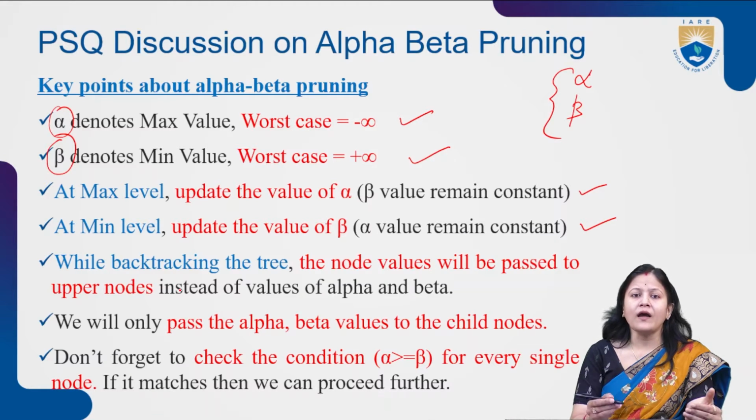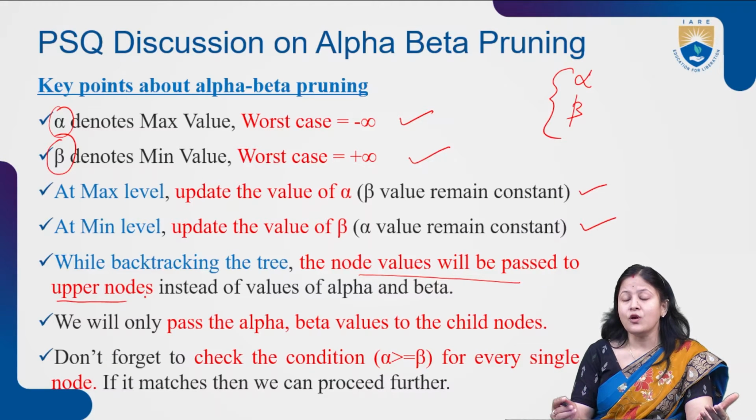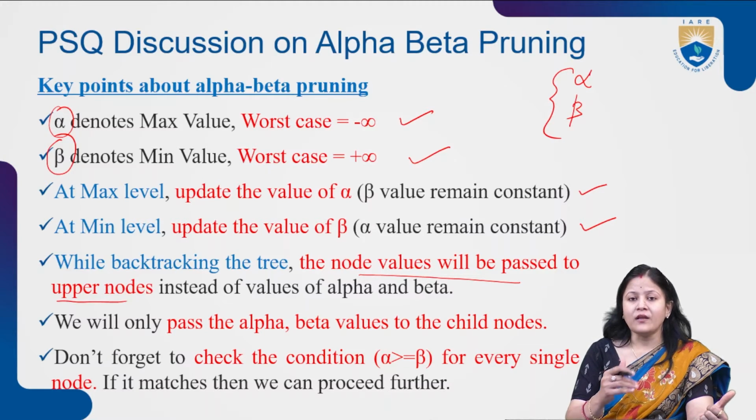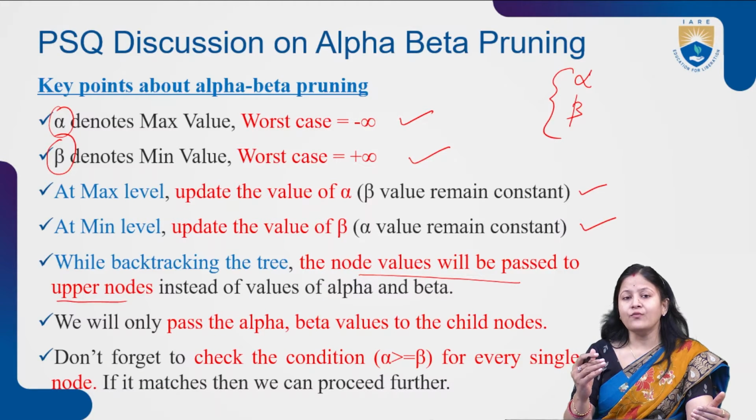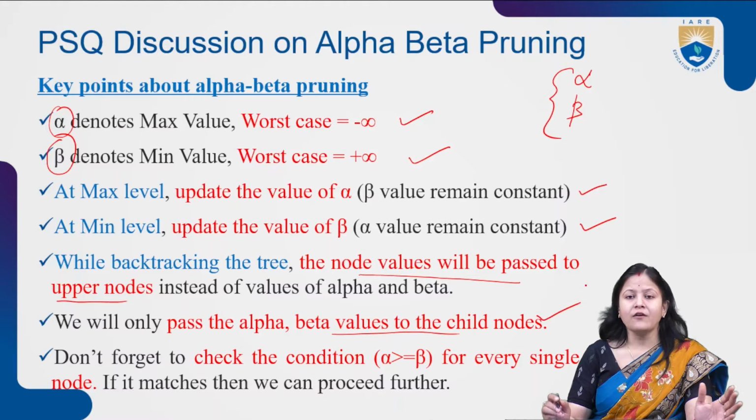While backtracking, why is the backtracking method used in alpha-beta pruning? Because it follows the depth first search technique. That is why, while backtracking the tree, the node value will be passed to the upper node. This is very important. Normally students get confused about which value will be compared with whom. Whenever we backtrack, the value of the node will be passed to the parent node, instead of passing the values of alpha and beta. We only pass the alpha and beta values to the child node. Alpha and beta values move from parent to child, not from child to parent, but the node value can be passed from the child to the parent node. If you remember these two things, everything will be solved.